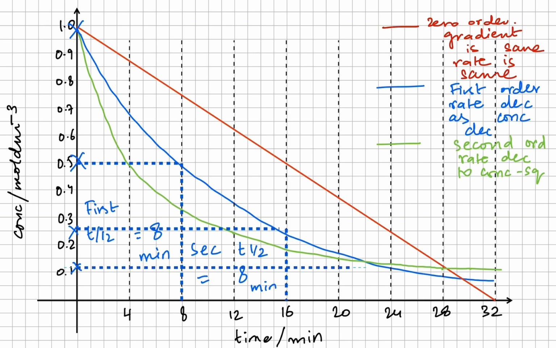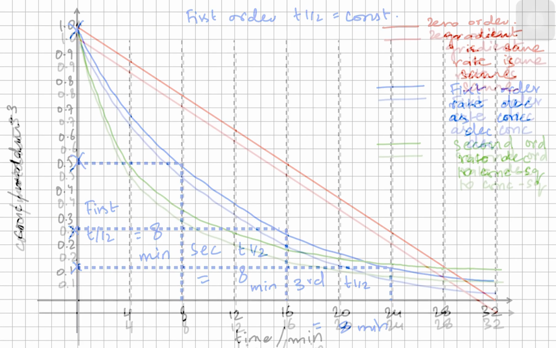Let's see another, the third half-life. You can see from 0.25 till 0.125, another 8 minutes were required. So the third half-life was also 8 minutes. Why did the half-life remain the same? Because the reaction is becoming slower, and that is why for first order reactions the half-life is constant.